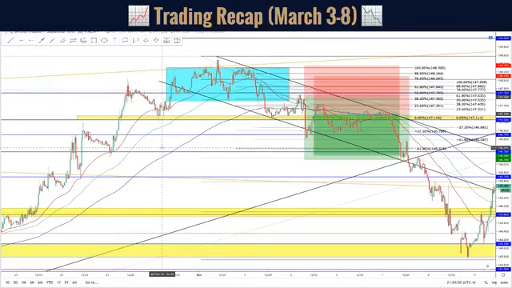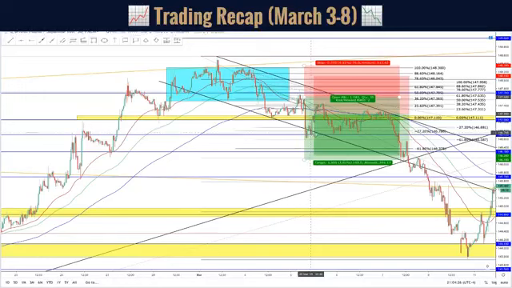Welcome to this weekly recap for the week of Sunday, March 3 till Friday the 8th. So we had 3 trades this week. We had the 2 entries on GBP JPY, our favorite pair, and 1 on GBP USD. So the first pair I'll be starting with here is GBP JPY, the two trades that we had.